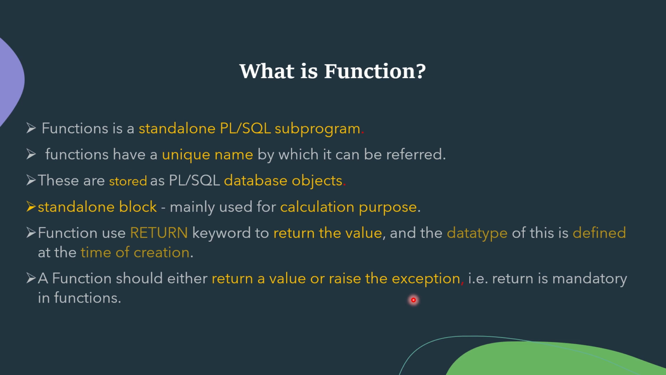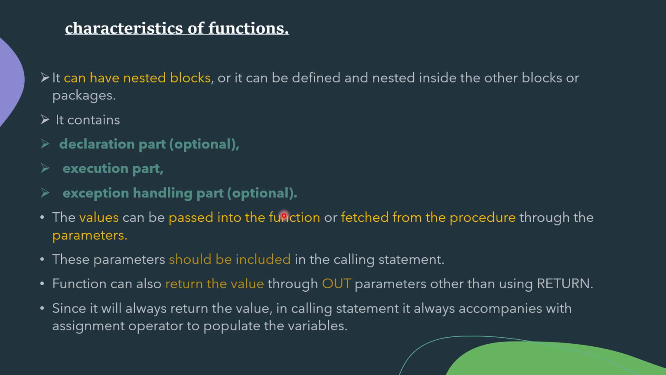Since a function should return a value, the return type of that particular value should be defined at the time of function declaration. A function normally has three parts. The first part is called the declaration part, the second part is the execution part, and the third part is the exception handling part. Here the first and the last, the declaration part and the exception handling part, are optional. We can write a function inside another function, that is, nested functions. That is, we can write a function inside another block or packages.